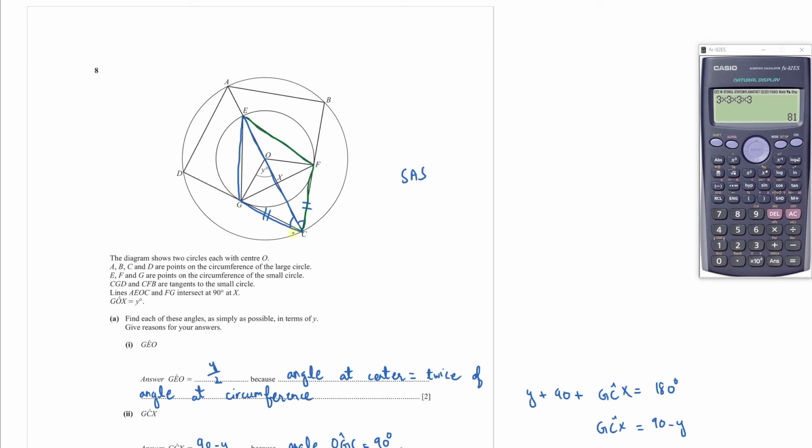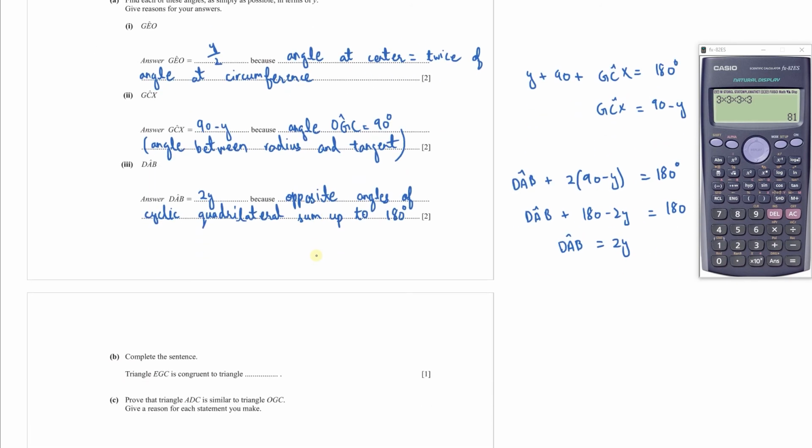congruent to EGC. So in the question you're given EGC, so the corresponding naming convention for this triangle will be EFC, because EGC means length EG, so the corresponding length will be EF, and then GC, the corresponding length is FC. So you will write that EGC is congruent to EFC.